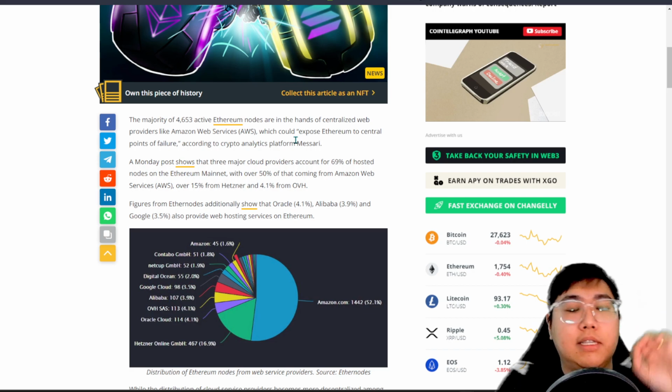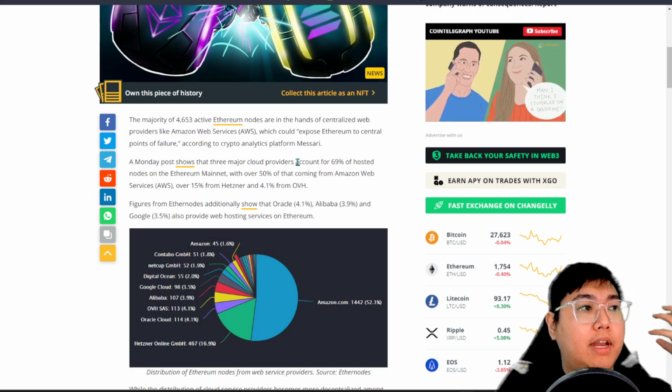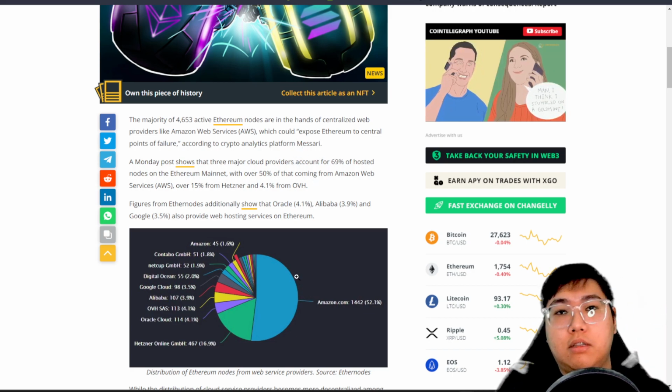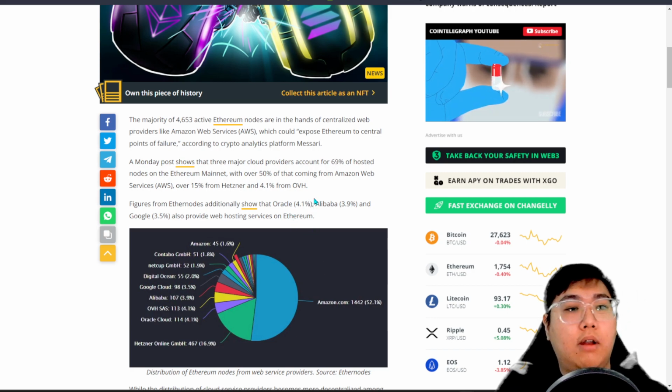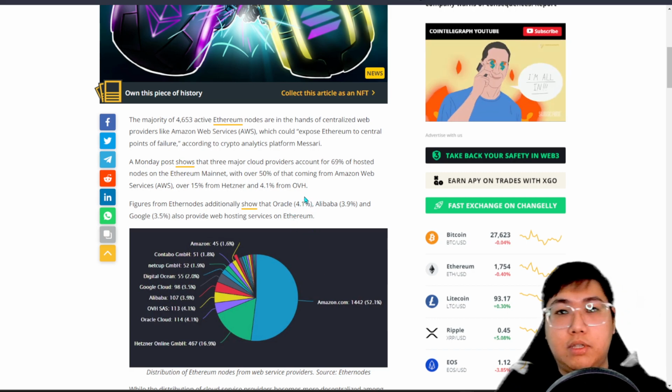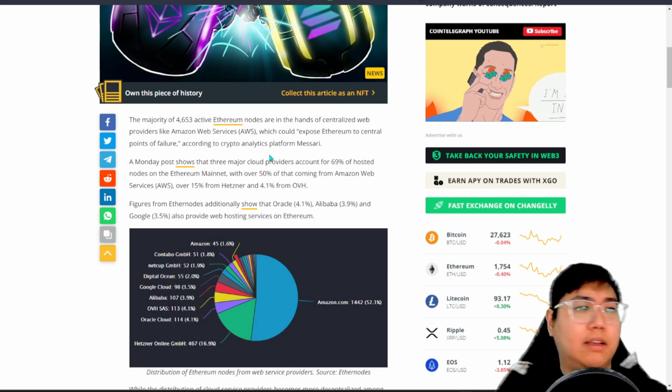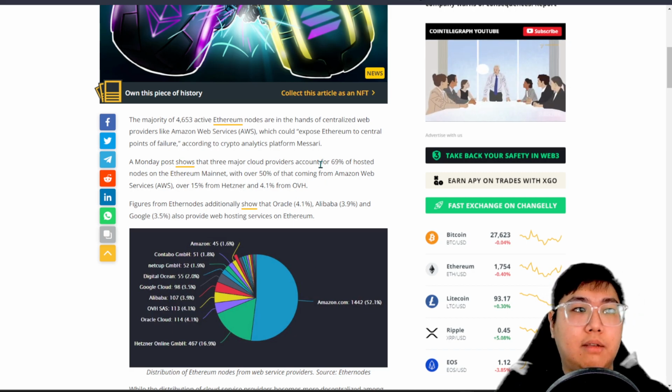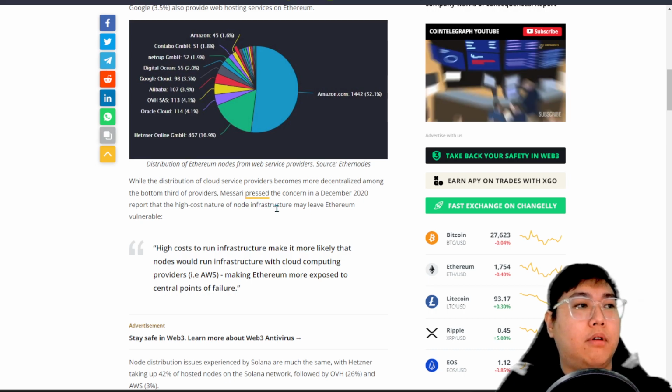Basically, hackers can manipulate things if they manage to have more services on Amazon Web Services, or if Amazon Web Services went down and they managed to do something to take over, like a 51% attack or something like that. And over here, we're going to talk about the next con itself.